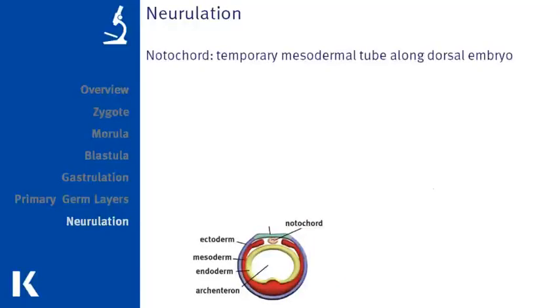Neurulation begins with the formation of the notochord by mesodermal cells. If you look at the figure at the bottom of the screen, you will note that the notochord is located at the top. This is actually the back of our organism, which is called the dorsal side. The notochord is located beneath the ectodermal neural plate.